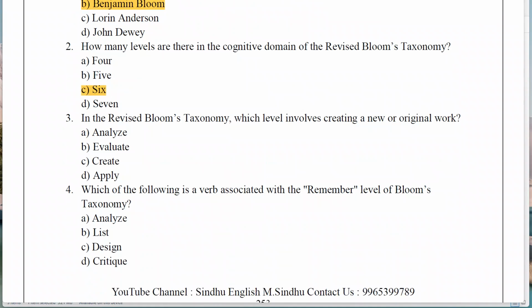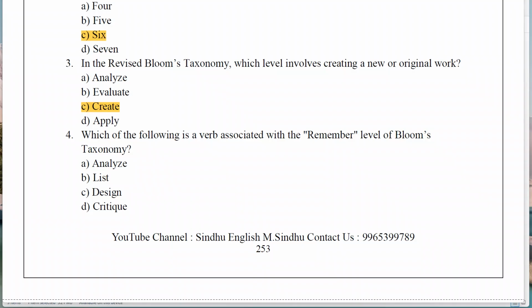In the revised Bloom's taxonomy, which level involves creating a new or original work? The answer is create. Which of the following is a verb associated with remember level of Bloom's taxonomy? The answer is list.